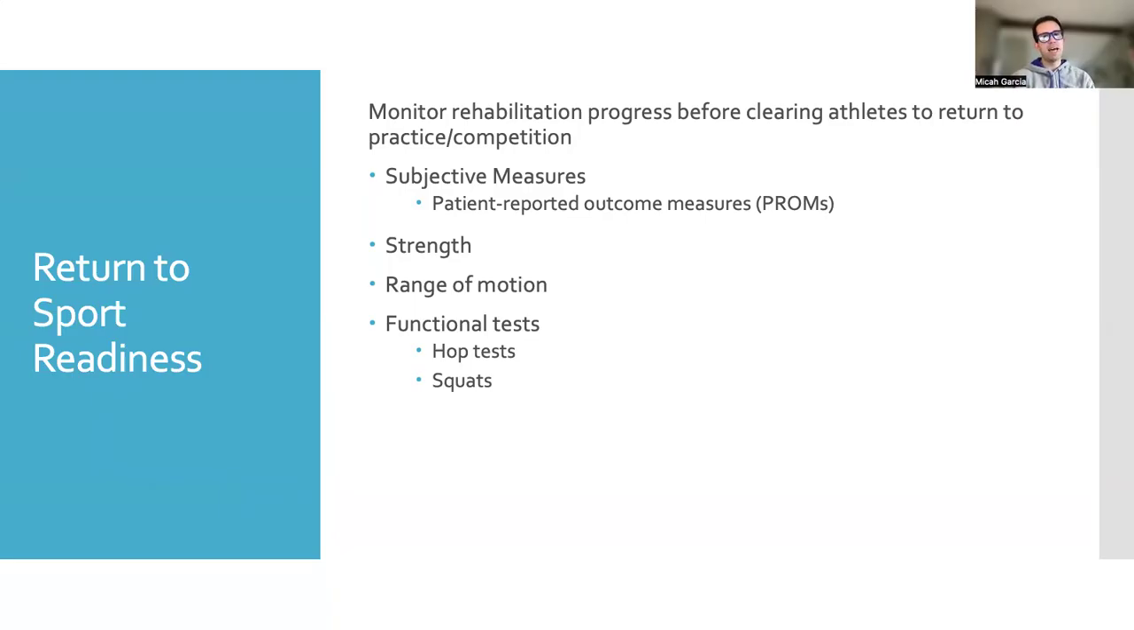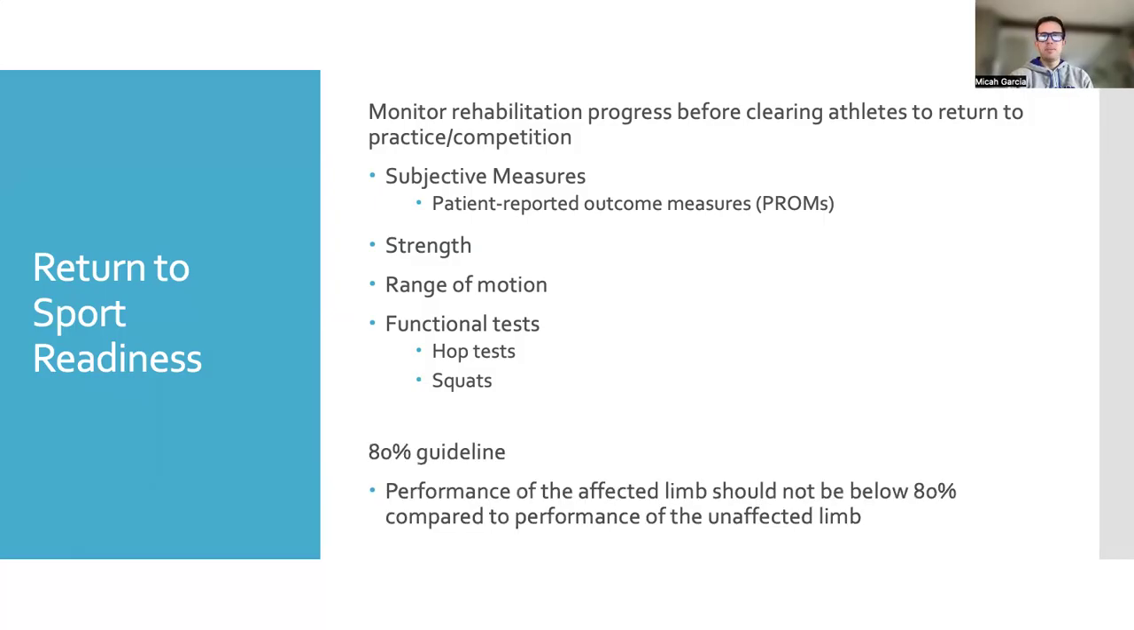Do they have fear of doing the task? Do they feel like they've regained their function? Questions like that. You can also do more quantitative measures. So actually measuring their strength, measuring their range of motion, and even having them perform functional tests that are set to mimic what they would experience during practice and competitions. And these can be hop tests, these can be squats. And here you're really looking to identify, are there any compensatory movements that are still occurring?